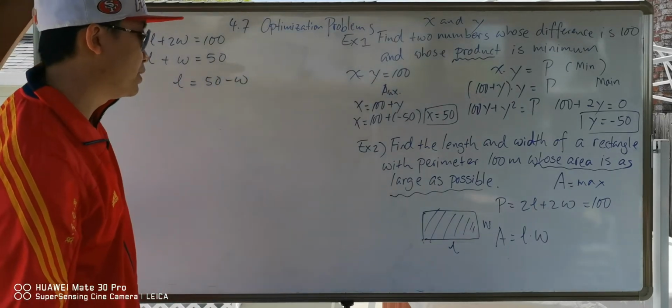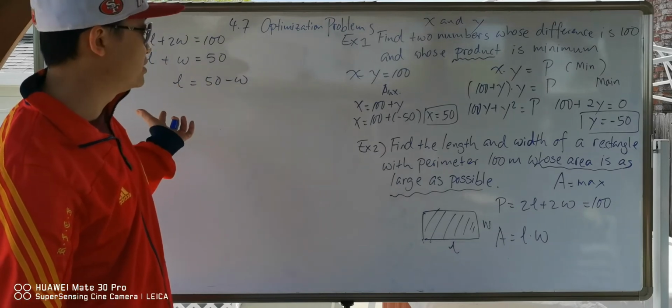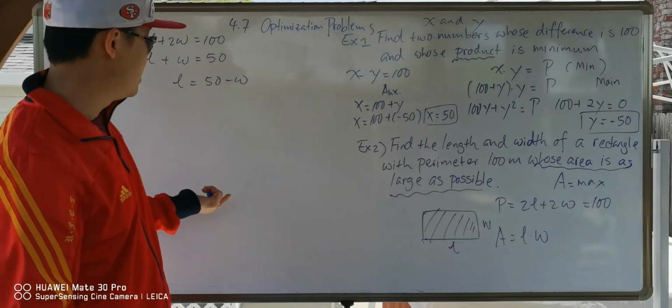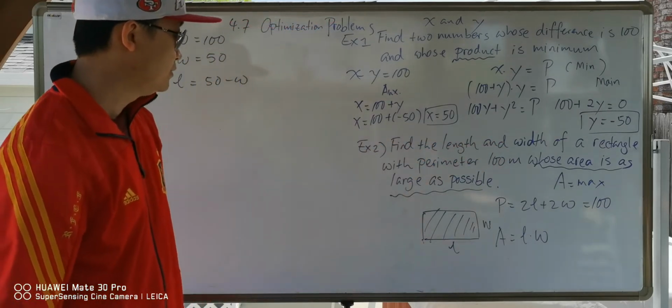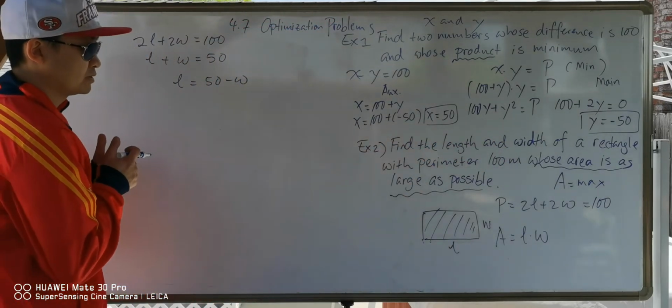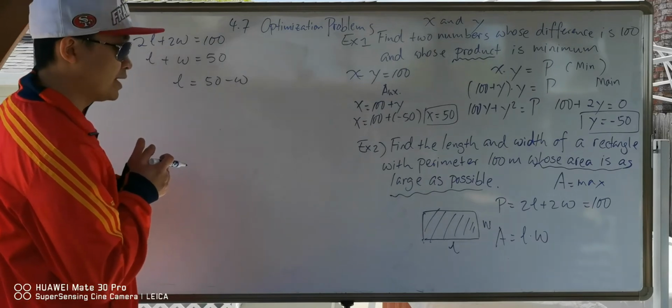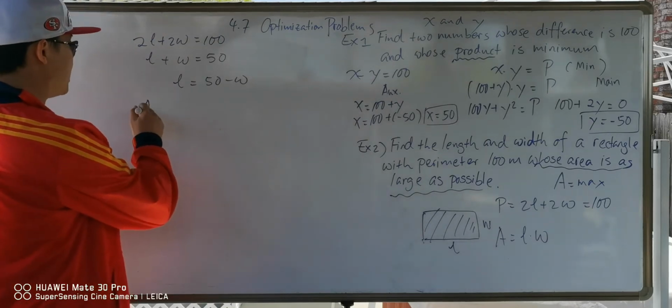And for those who might be wondering, does it really matter which variable we solve to isolate? It doesn't really matter, because now we want to find the length and the width, both of them. So we can find out either one of the variables first. So now the next step, we want to put this one into the main equation.